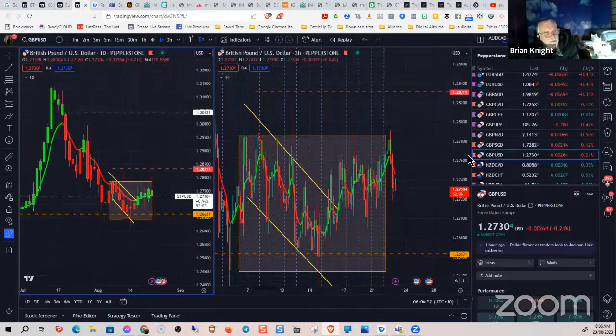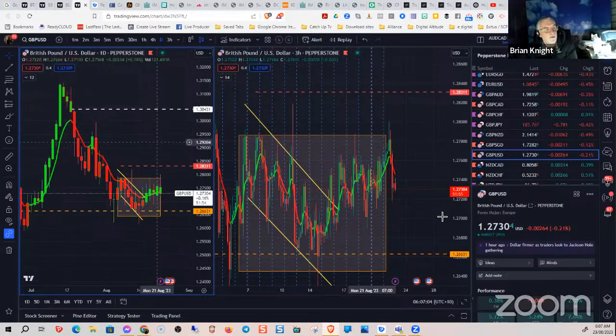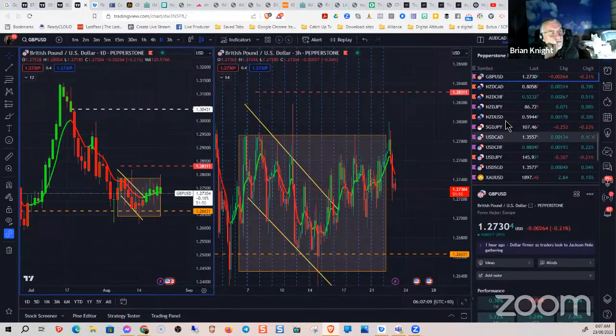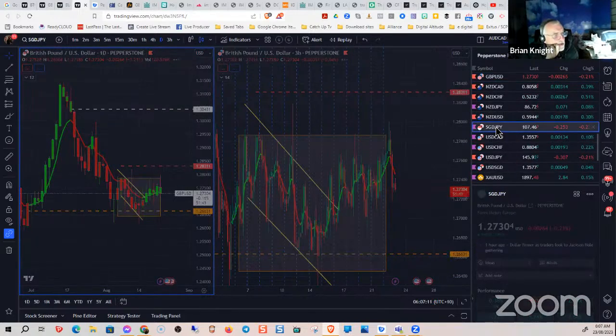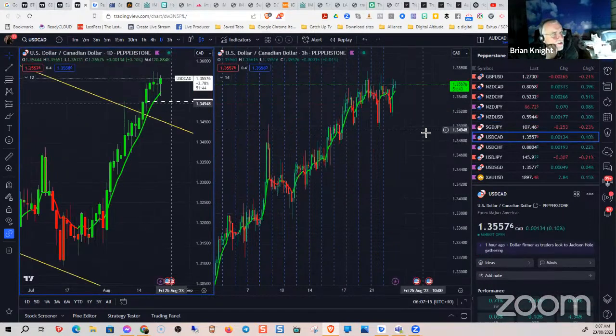And you've got to remember, this is the British pound against the US dollar. They both have a bit of strength. It's just one is trying to push against the other. But the US is overall quite strong with it. And we've done all those NZDs. Singapore, Japanese yen, I don't tend to trade it. USD/CAD, look at it.